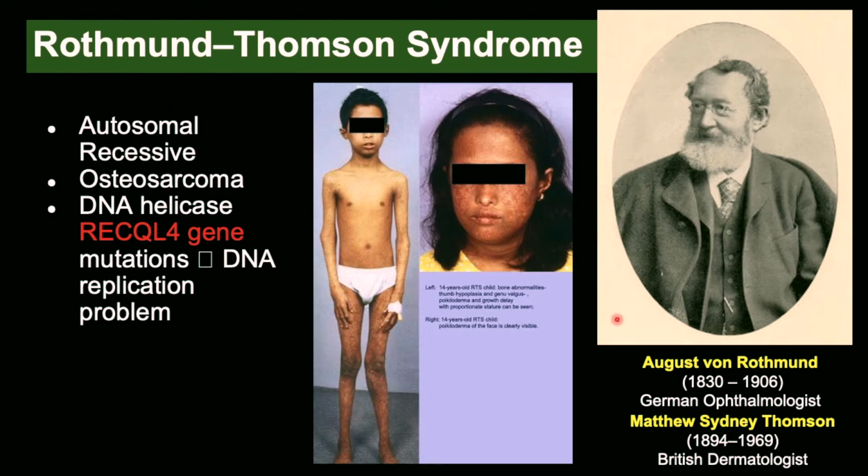It was named after a German ophthalmologist and a British dermatologist, and this is an autosomal recessive disease where we see osteosarcoma. The problem with those conditions is related to aging and DNA helicase. Because of mutations in those genes, we see a problem in the DNA replication. As you see here, the skin looks old in those children, and that's the problem with those types of diseases, as the DNA is aging very fast.